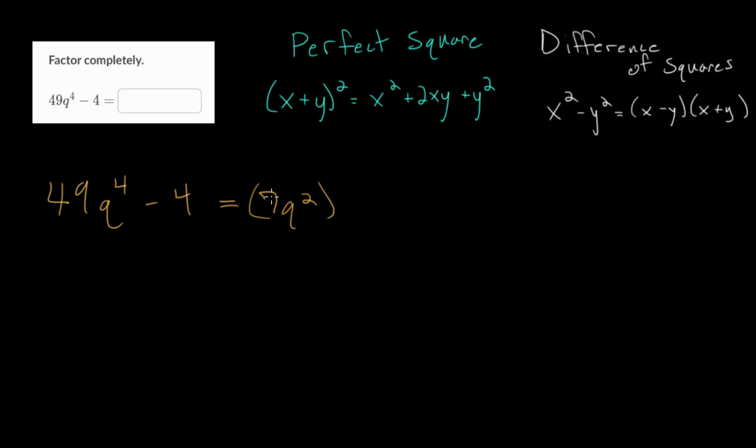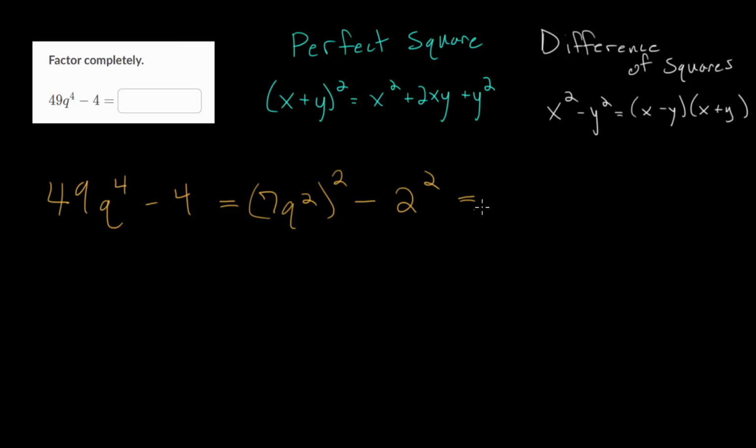We can rewrite this as 7q squared, squared. Since if you were to remultiply this out, you would get 7 times 7, which is 49, and q squared times q squared, you would have 4 q's multiplied together. And likewise, this minus 4 here, 4 can be rewritten as 2 squared. So this does seem to match up with our pattern, this difference of squares. We have some expression squared, and we're subtracting some other expression squared.